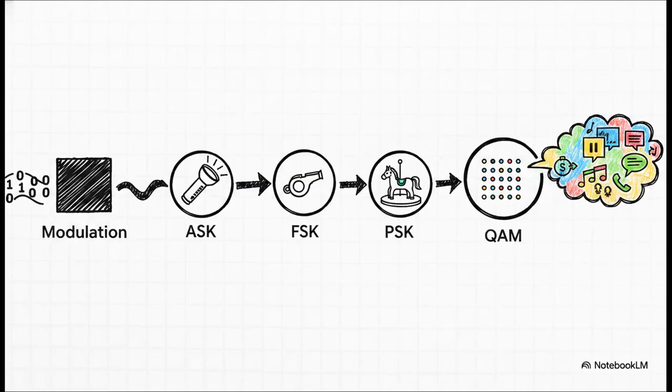So let's just do a quick recap. The big takeaway is that modulation is the art of turning digital ones and zeros into physical changes in a wave. We saw how these techniques build on each other, from a simple on-off flashlight pulse all the way to these sophisticated combinations. And most importantly, it's QAM, the combo of amplitude and phase, that really unlocks the high-speed wireless world we all live and breathe in.